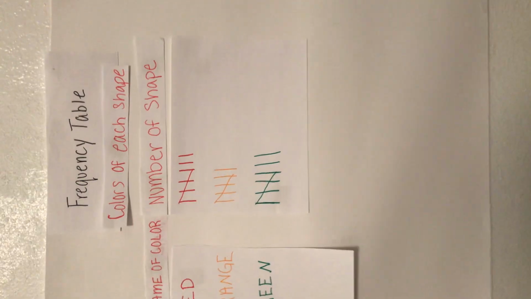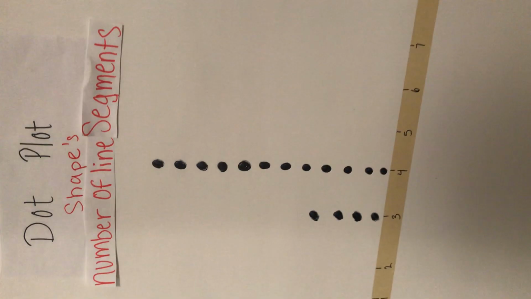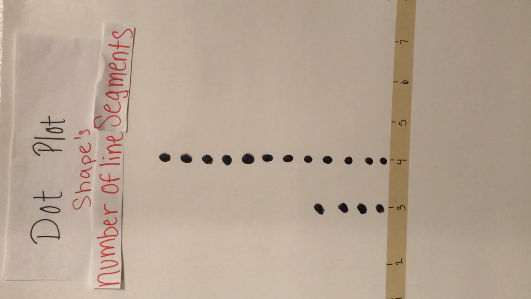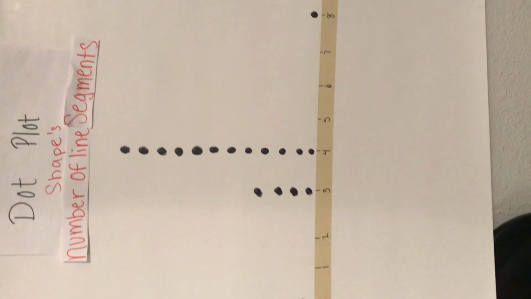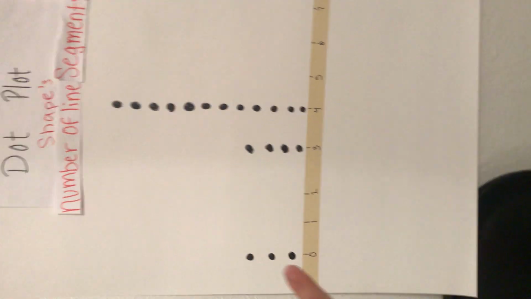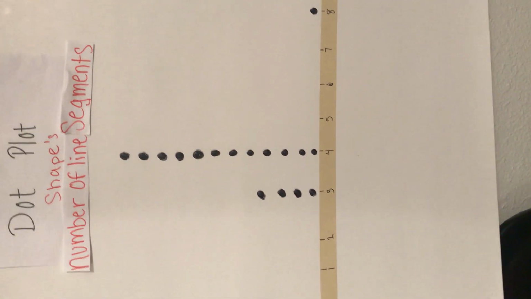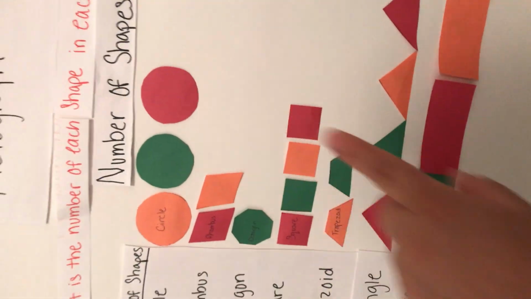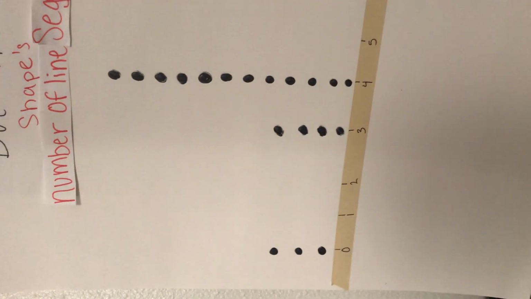Now moving on to the next type. I have a dot plot. The title of my shapes would be shapes' number of line segments. In this situation, I have 3 different shapes with no line segments. This would be based off of this information. So I had 3 circles, and I had no line segments on this one.